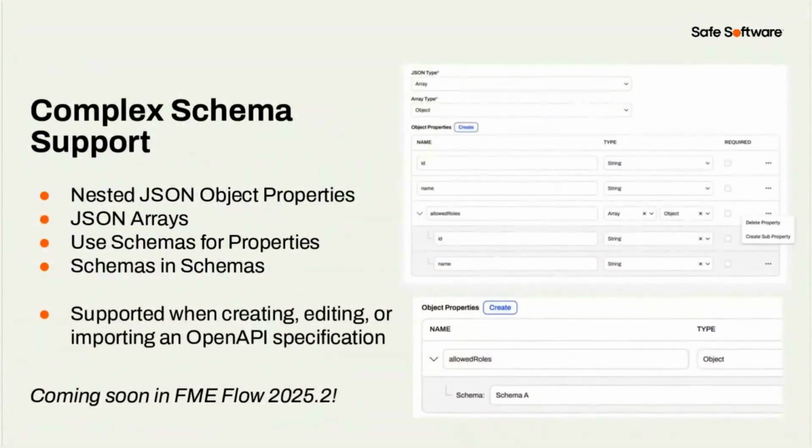This upcoming feature is all about flexibility for more advanced API designs. You'll soon be able to define complex JSON structures directly within FME, like nested objects, arrays, or even schemas within schemas. It works whether you're creating an API from scratch or importing an existing open API definition. This one's coming in FME Flow 25.2, and it really opens the door to more enterprise-level API design.